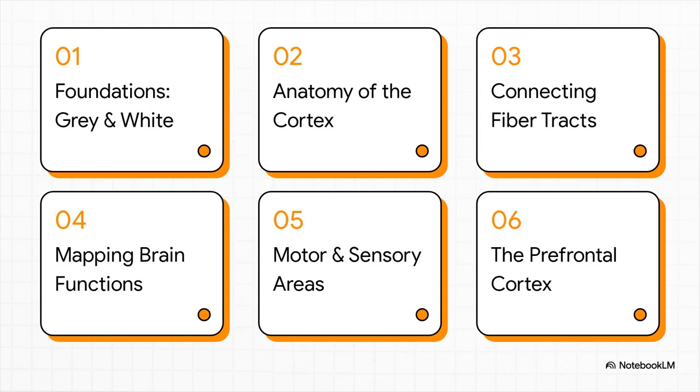Okay, so here's how we're going to break it all down. We've got 6 key sections. First up, we'll lay the groundwork with the absolute foundations, gray and white matter. From there, we'll zoom out to look at the anatomy of the cortex itself. Then, we're going to trace the brain's internal wiring by looking at its fiber tracks. Once we have the structure down pat, we'll start mapping out the brain's functions, and we'll really zero in on the motor and sensory areas. And finally, we'll wrap it all up with a close look at the brain's CEO, the prefrontal cortex.